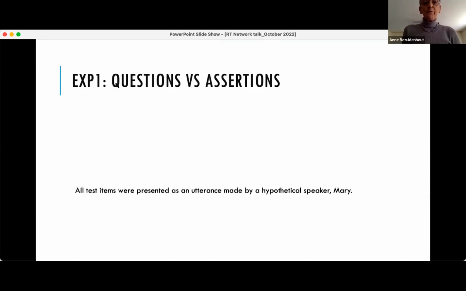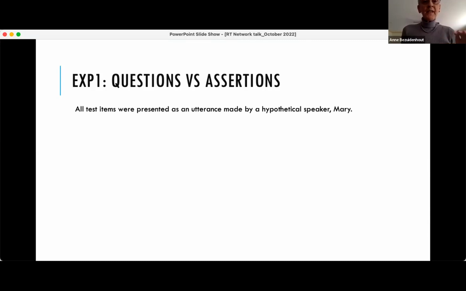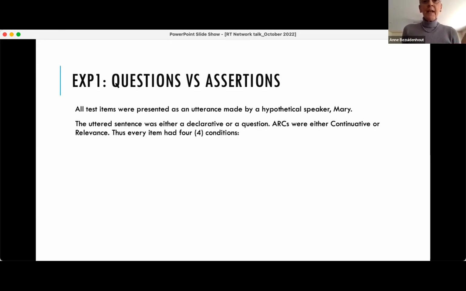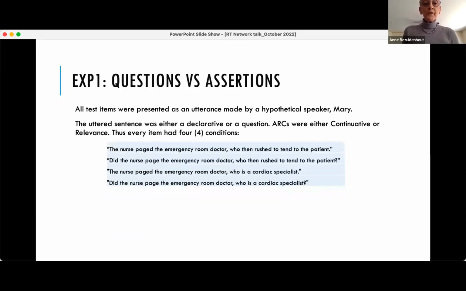So here is just very briefly our experimental design. We designed test items which were presented as an utterance made by a hypothetical speaker, Mary. And the utterance was either a declarative or a question. And the arcs were either continuative or relevance. So we have four conditions, and here they are. The nurse paged the emergency room doctor, who then rushed to tend the patient. Did the nurse page the emergency room doctor, who then rushed to tend the patient? Versus the nurse paged the emergency room doctor, who's a cardiac specialist? Did the nurse page the emergency room doctor, who's a cardiac specialist?